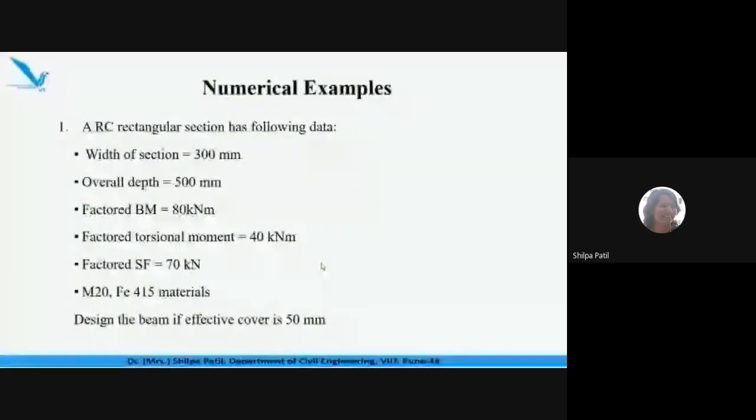No, ma'am. Note down this problem statement quickly within a minute. I'm going to read it.